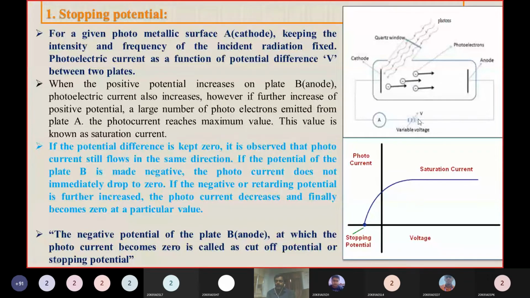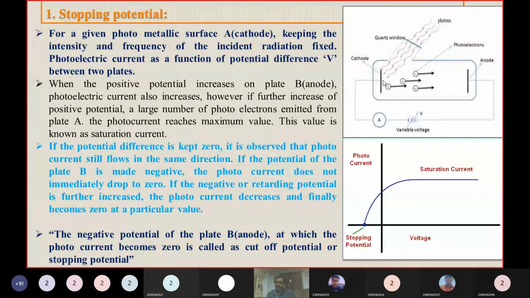Now if you remove the potential, that means if you remove the battery, the potential difference between the anode and cathode is zero. Even if the potential difference is zero, some current is passing through this circuit. What is the reason? Electrons ejected from the metal plate have some kinetic energy, because the photon has certain energy.